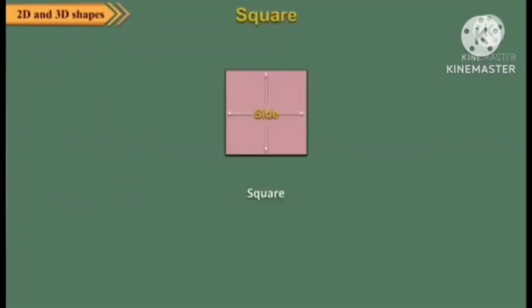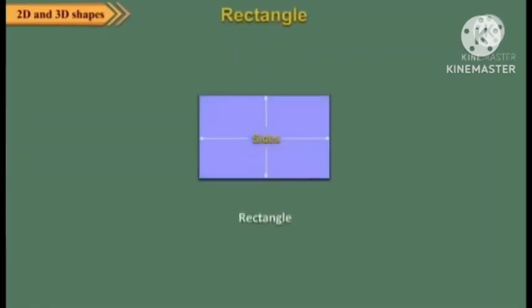Square. A square has 4 sides. All the sides of a square are equal. A square has 4 vertices. Rectangle. A rectangle has 4 sides. The opposite sides of a rectangle are equal. It has 4 vertices.